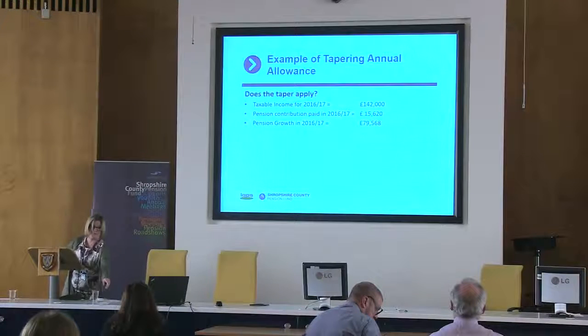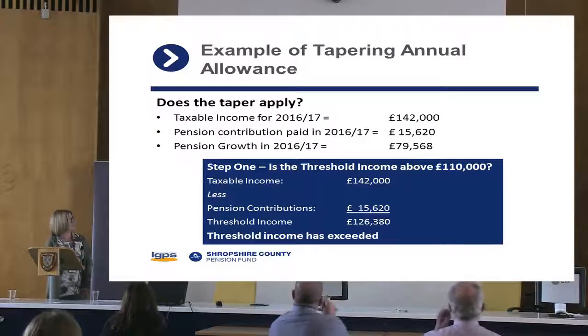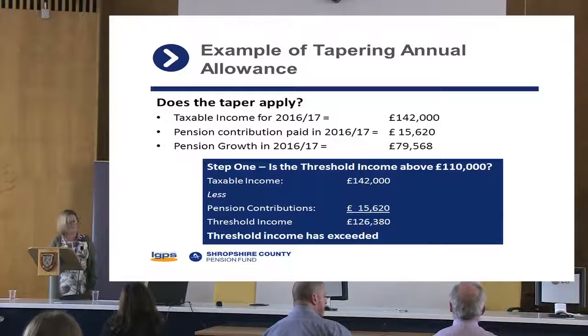Here's an example of the tapering of the annual allowance. So this person has taxable income in 2016 of £142,000. They've paid £15,620 in pension contributions. We've already worked out their pension growth, so their growth in benefits was £79,568. So, step one is the threshold income above the £110,000. We take the taxable income, less the contributions, and that's their threshold income. That is over the £110,000, so therefore we need to go on to the next test.